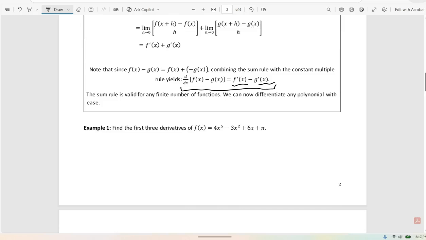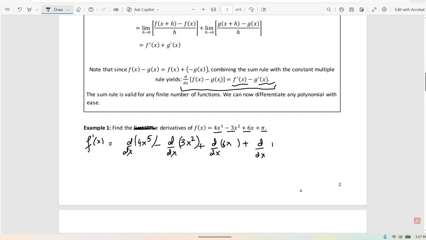Let's see, for example, we have to find the derivative. It says first 3. I'm going to just find the derivative of this function, f prime of x. Now this is a sum and difference of different functions, okay? So f prime of x will be the derivative of the first, minus the derivative of the second term, plus the derivative of 6x, plus the derivative of pi.